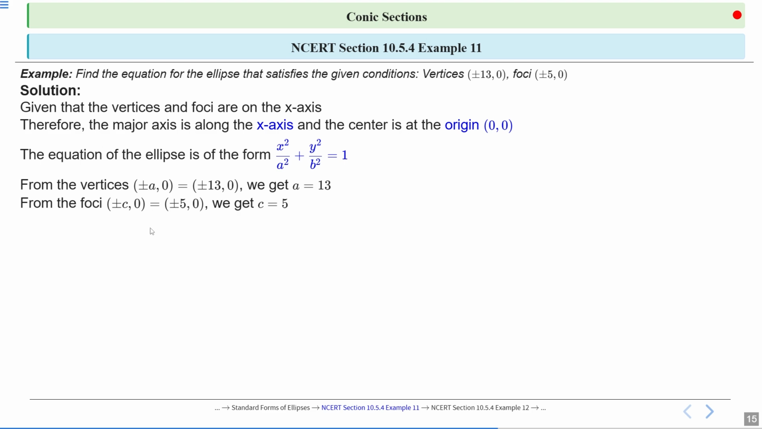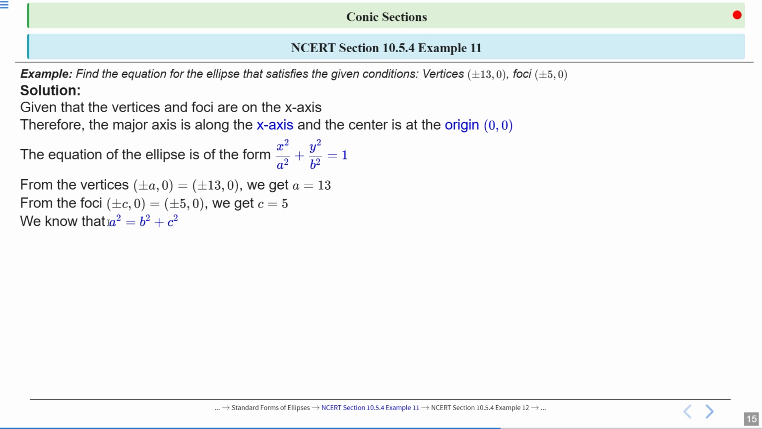And from the foci plus minus c comma 0, the coordinates of the foci for this equation x square upon a square plus y square upon b square equal to 1 are plus minus c comma 0. We have given the coordinates of the foci as plus minus 5 comma 0, so after comparing you will get c is equal to 5. So we obtain here a is equal to 13 and c is equal to 5.